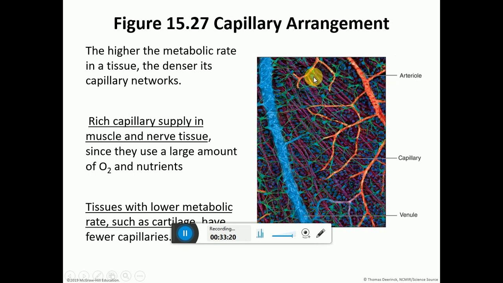Now, not all organs have the same amount of capillaries, so the capillary arrangement really depends on the metabolic rate of that organ. So for example, muscles that have high metabolic rates are going to have a very dense capillary arrangement, while tissue with lower metabolic rates, like cartilage, have very few capillaries.